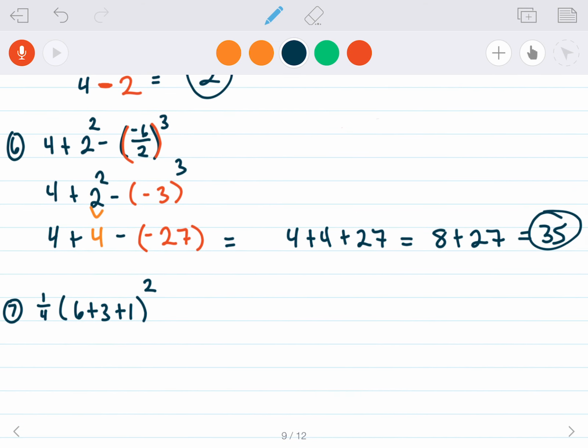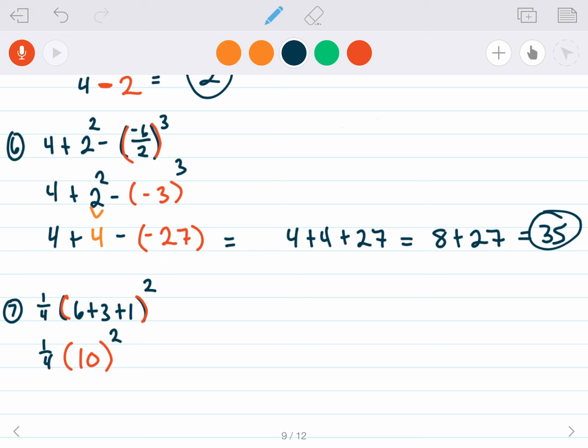All right, number 7, we want to take care of anything that's in our parentheses first, and we see it's all addition, so we can add left to right inside the parentheses. So 6 plus 3 is 9. 9 plus 1 is 10. So this all becomes 10 to the second power.